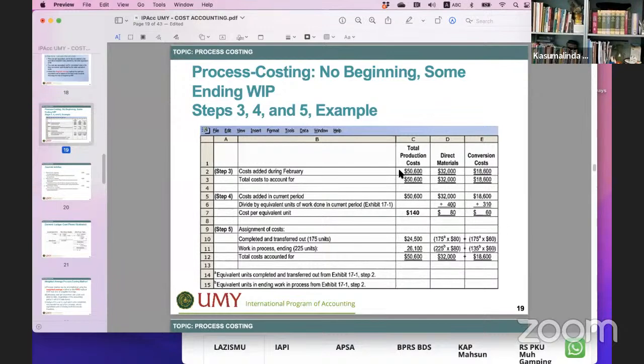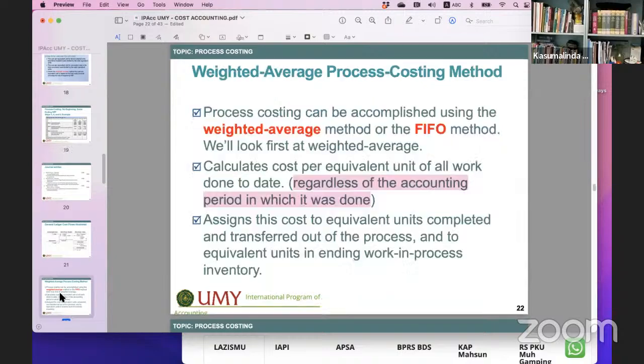So it takes the cost that is added during February, and also the cost from the beginning work in process. But in this case, we don't have the cost from the beginning work in process because the units in beginning work in process is 0, so the cost is 0. So this is the weighted average method.